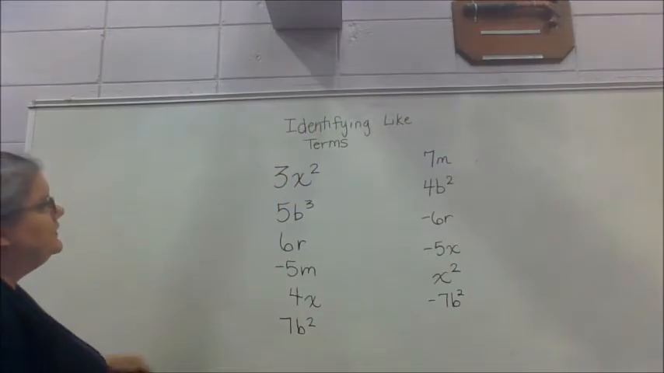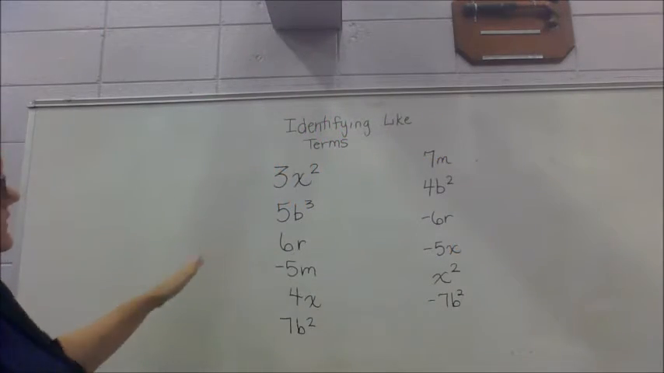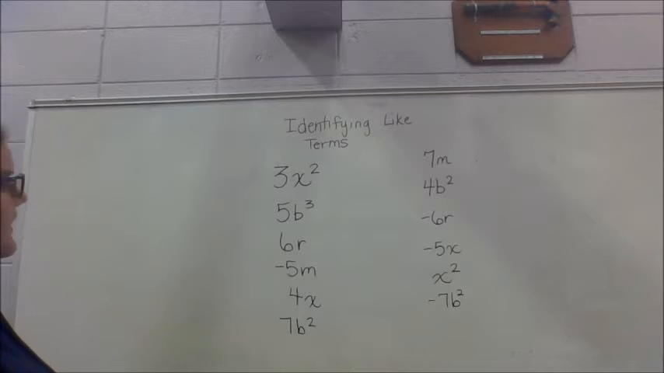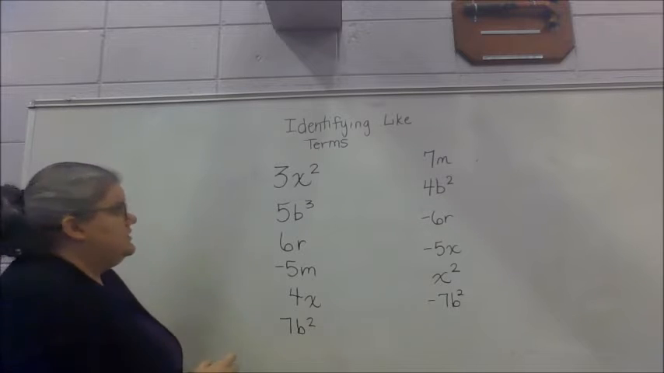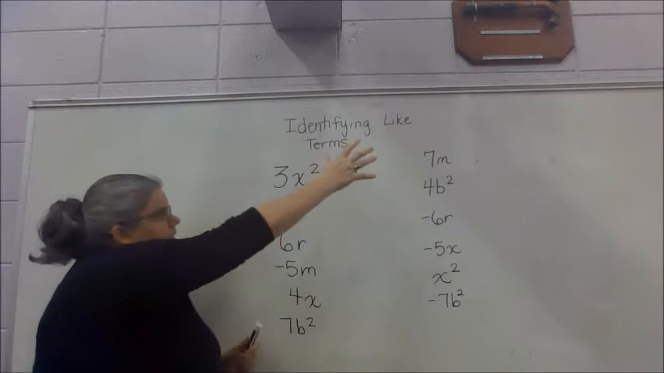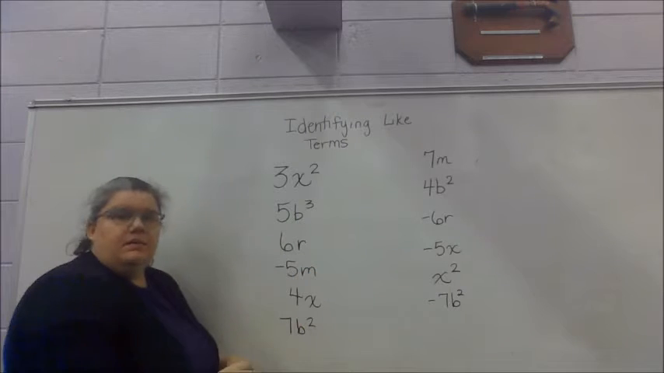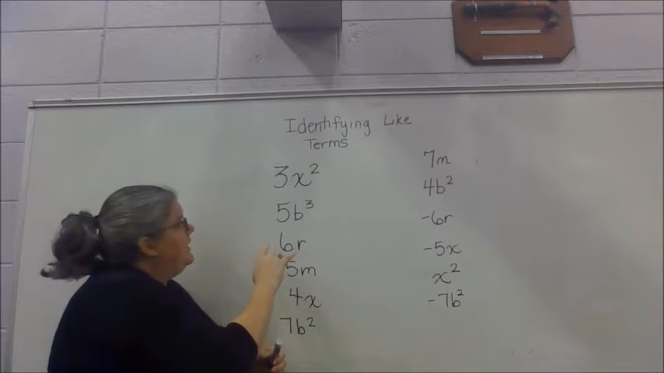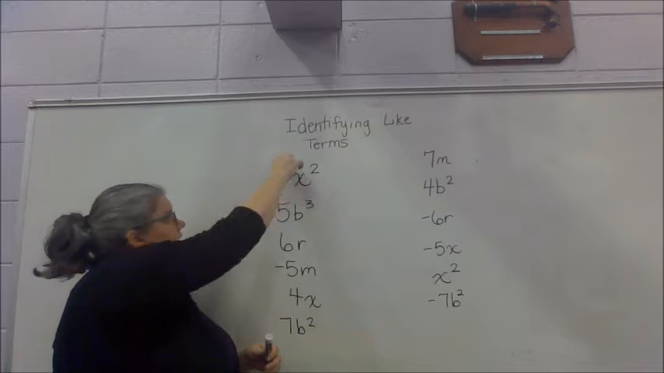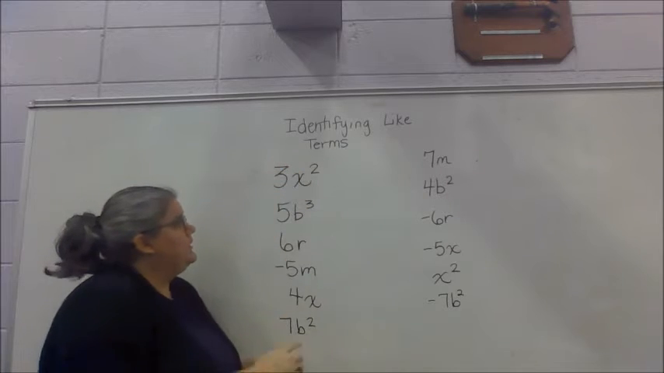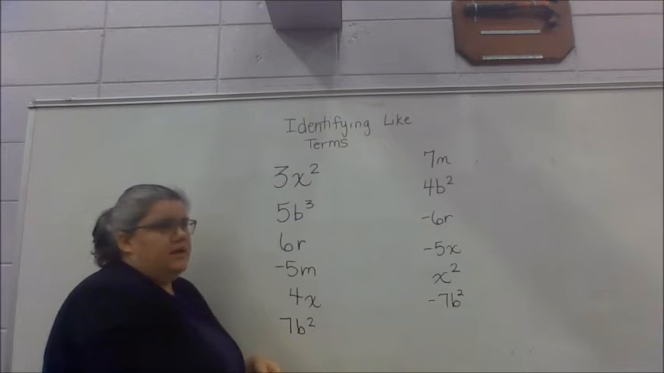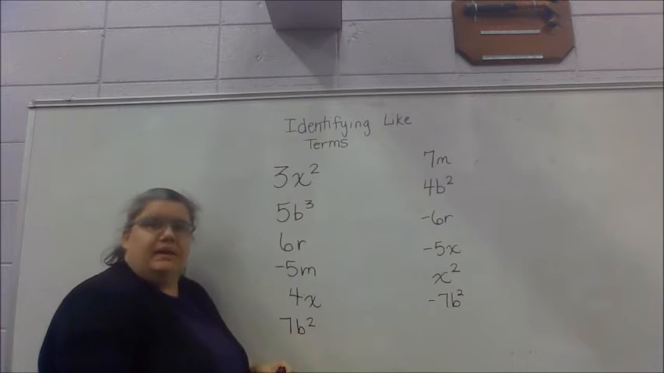Okay guys, today we're going to talk about terms and like terms, and identifying and combining like terms. So when we are talking about like terms, these are each a term, and that other column is also. In this case, we have a coefficient, which is the number that hangs out with the variable. We have the variable, and then some of these are to a power.